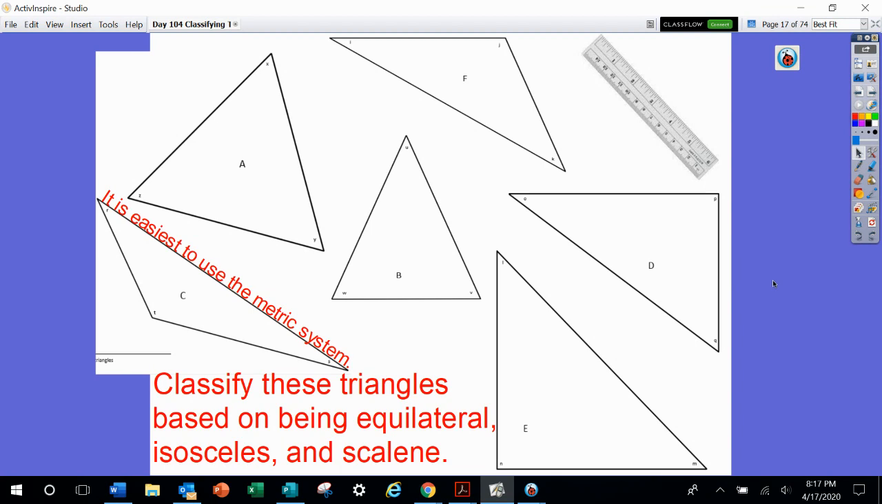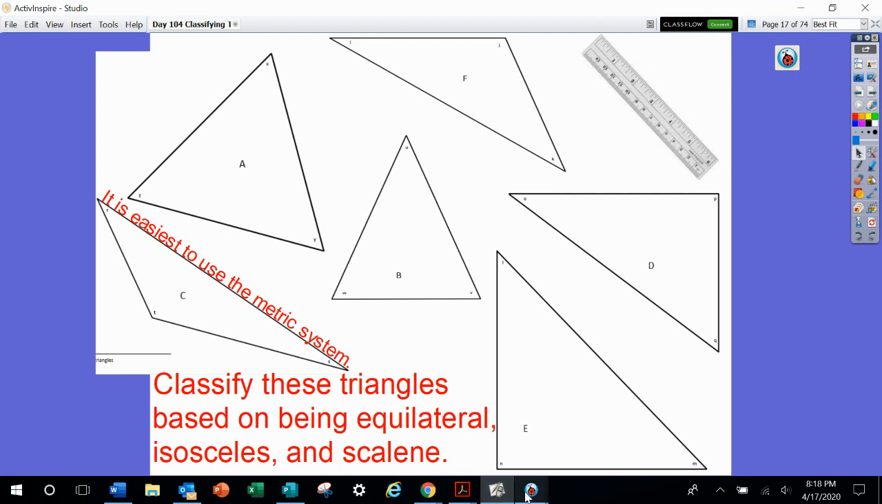Okay, so if you turn to the next page in your notebook, this lesson goes on for quite a few pages because we needed all of these triangles in there. We're going to go through and classify these triangles based on being equilateral, isosceles, and scalene. In order for us to do that, we need to measure the side lengths. And it's easiest to measure if we use the metric system.